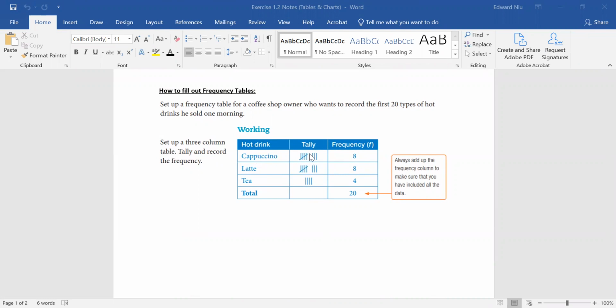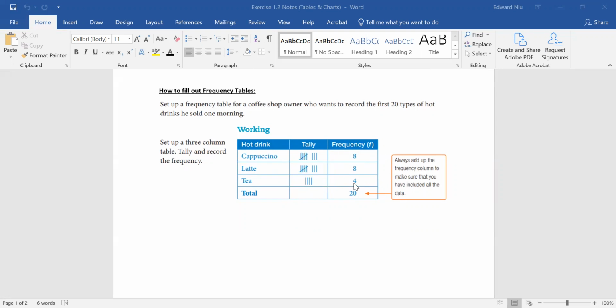Every fifth tally, we would put a horizontal dash through the 4 strikes, and then 3 more strikes to make 8. Same with a latte. The frequency we just write numerically. Tally, we do the strikes, and then there were 4 people who ordered tea. In your exam, you are never asked to make a frequency table from scratch. It is always to interpret the frequency table.